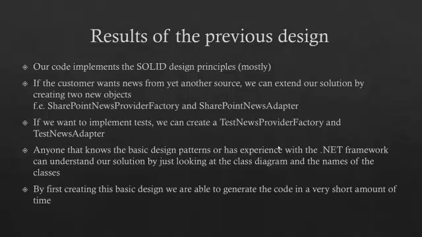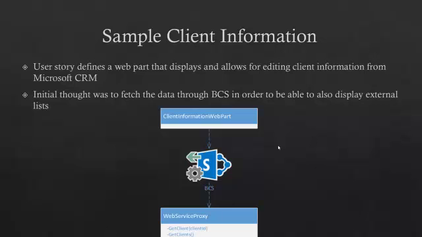So let's go to another sample. Client information. The user story defines a web part that displays and allows for editing client information from Microsoft CRM. And in this case, the initial thought was to fetch the data through BCS in order to be able to also display external lists. This is, by the way, a real life example. So my colleague created a client information web part which calls BCS, and BCS then in turn calls a web service proxy.